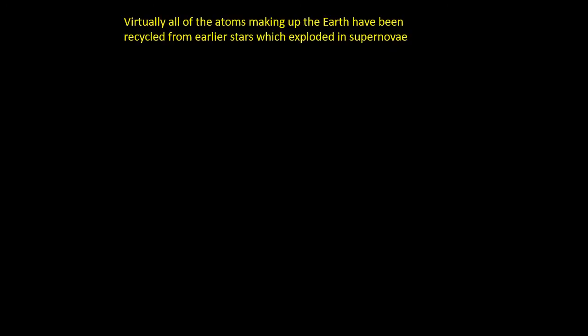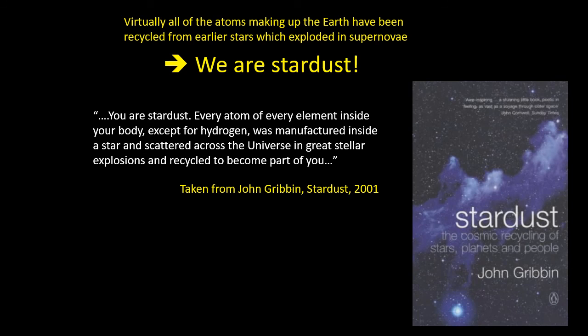Much of the material in the population 1 stars and the planets has been recycled. It will have been created in earlier population 2 and population 3 stars, which exploded as supernovae, scattering the debris throughout the universe. Some of this debris later clumped together to form stars and planets, such as our Earth. This phrase was taken from a book by the British popular science writer John Gribbin. We are literally stardust.